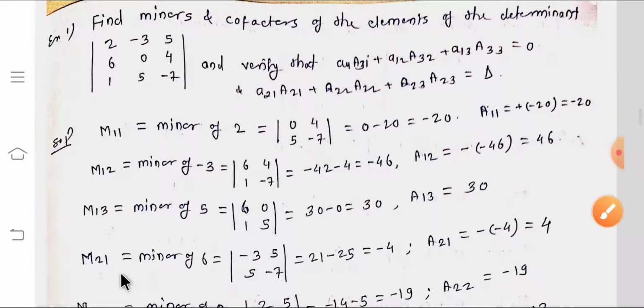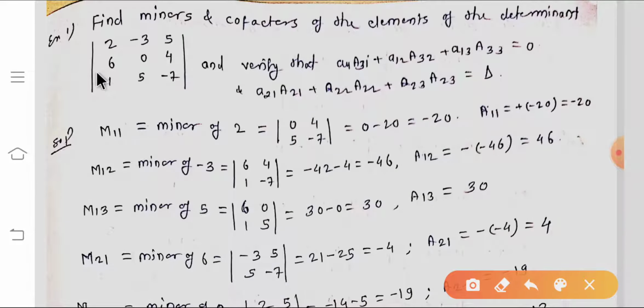Next M21, the minor of 6. Minor of 6 means neglecting that row and column, the second row and first column. The cofactor sign is negative, because the first is positive, so this second one is negative. The minor of 6 is the determinant of minus 3 5, 5 minus 7, that is 21 minus 25 equal to minus 4. The sign is negative, so the cofactor is minus of this minor, minus of minus 4 is plus 4.